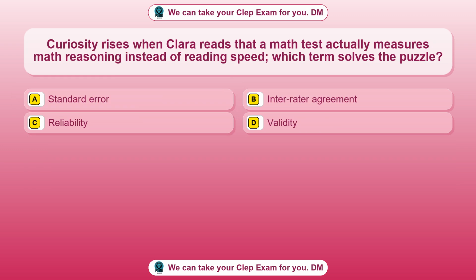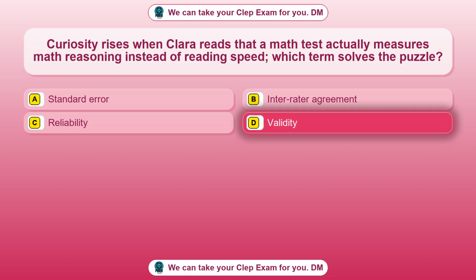Question 57. Curiosity rises when Clara reads that a math test actually measures math reasoning instead of reading speed. Which term solves the puzzle? Option A, standard error. Option B, inter-rater agreement. Option C, reliability. Option D, validity. The correct answer is option D.